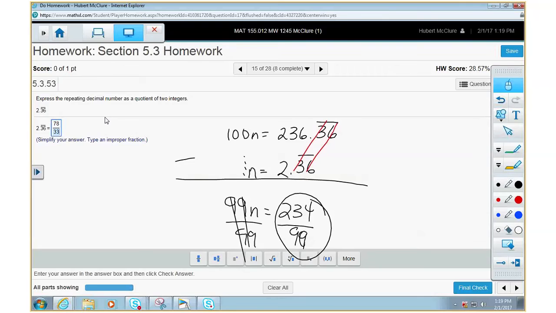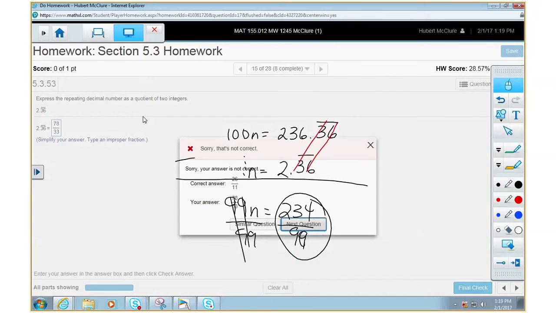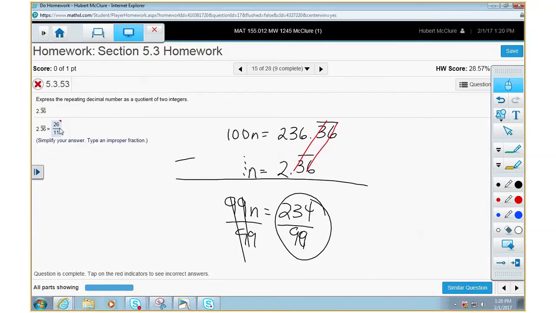I'm just going to type it in again and get the answer. There it is, 26 over 11. That's what you said. So 9 goes into both of them. Yeah, 9 times 6 is 54. So yes, 9 will go into both of them. Okay, but the process, that's how you do the process.